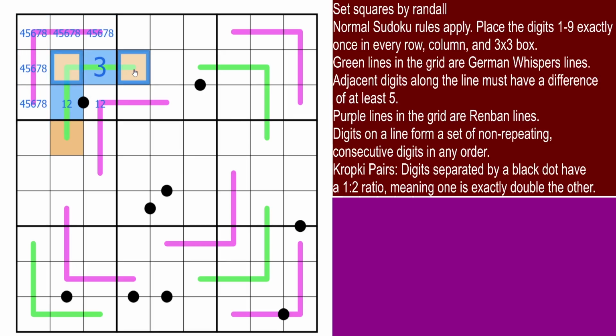Now this must be high digits, right? And 6, 7 are near to 3 if you consider the distance of 5. So the only possible digits around 3 are 8 and 9. So 8 and 9, that cannot be 8.